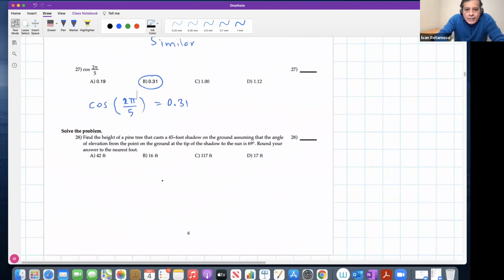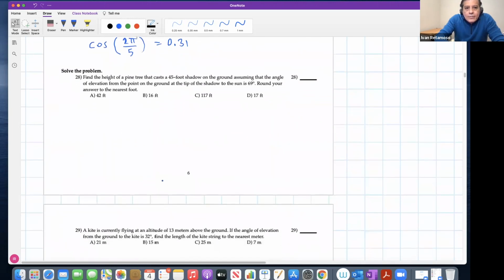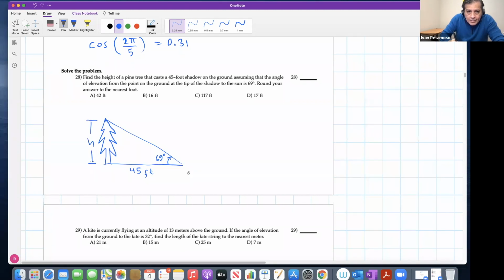Moving on, computation, right? This one deals with finding the height of a pine tree, knowing that this pine tree, due to the sun, gives us a shade, right? And this is 45 feet, the shadow on the ground. And assuming that the angle of elevation here is 69 degrees, how could you compute the height of the pine? Call this h. We don't know what it is yet. We will find out, right?